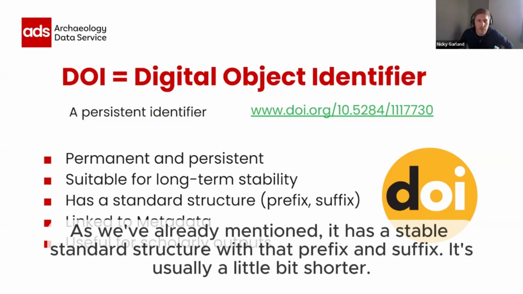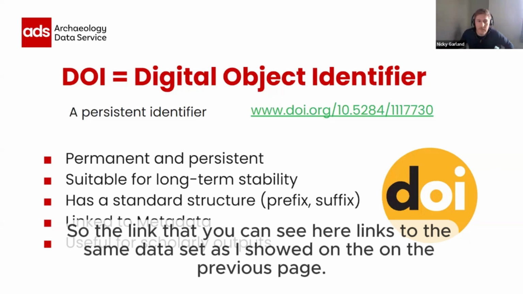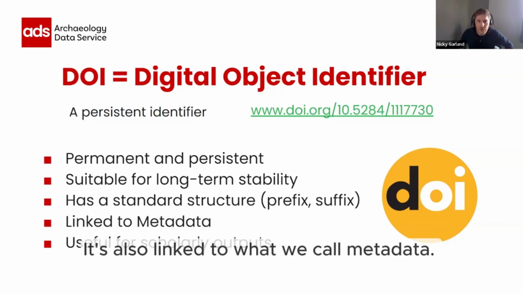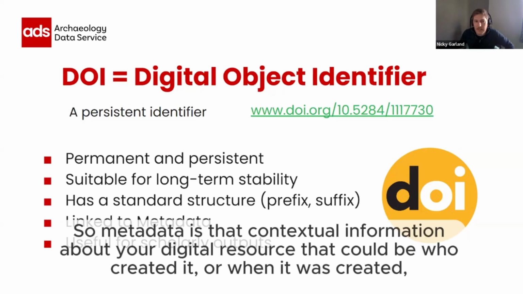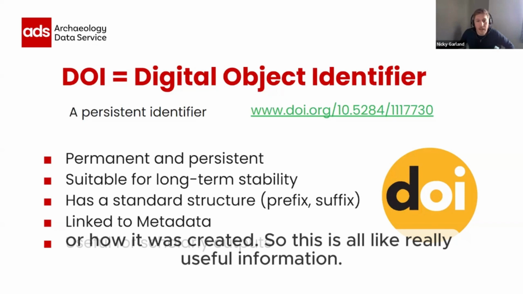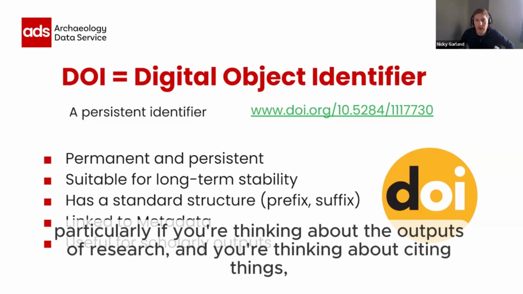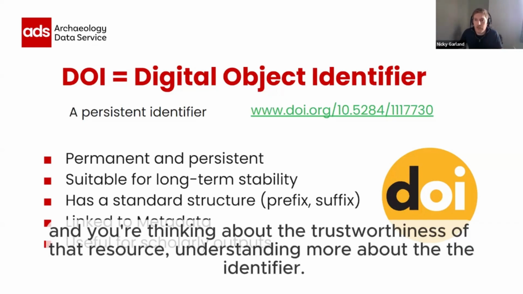As we've already mentioned, it has a stable standard structure with that prefix and suffix. It's usually a little bit shorter. So the link that you can see here links to the same data set as I showed on the previous page. It's also linked to what we call metadata. Metadata is that contextual information about your digital resource. That could be who created it, or when it was created, or how it was created. So this is all really useful information, particularly if you're thinking about the outputs of research, and you're thinking about citing things, and you're thinking about the trustworthiness of that resource, understanding more about the identifier.